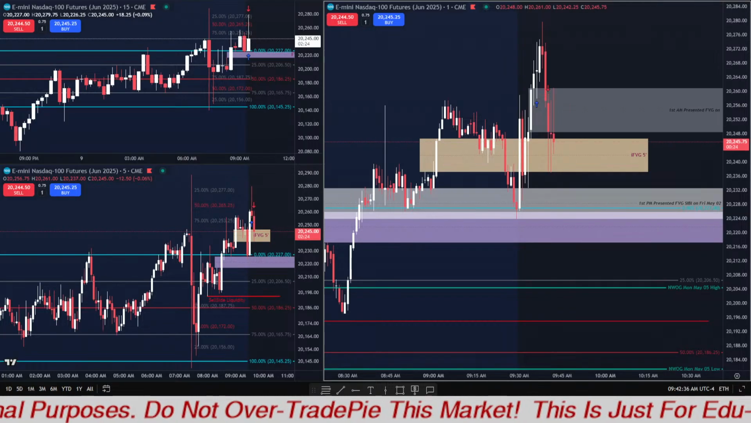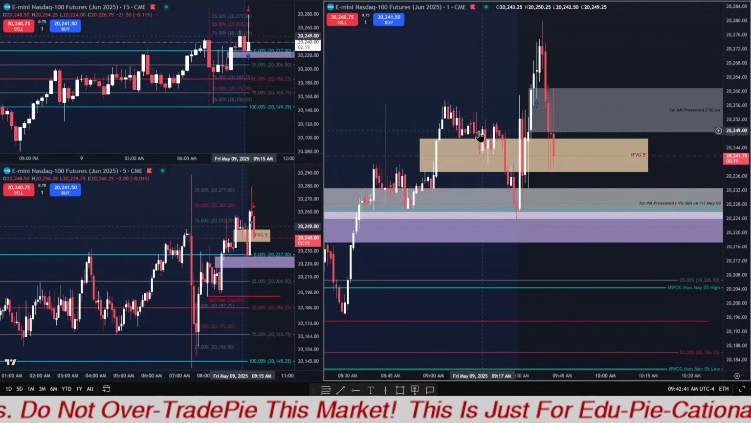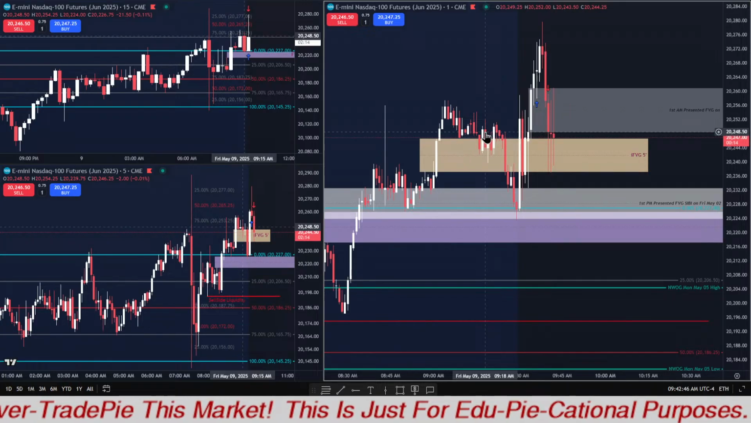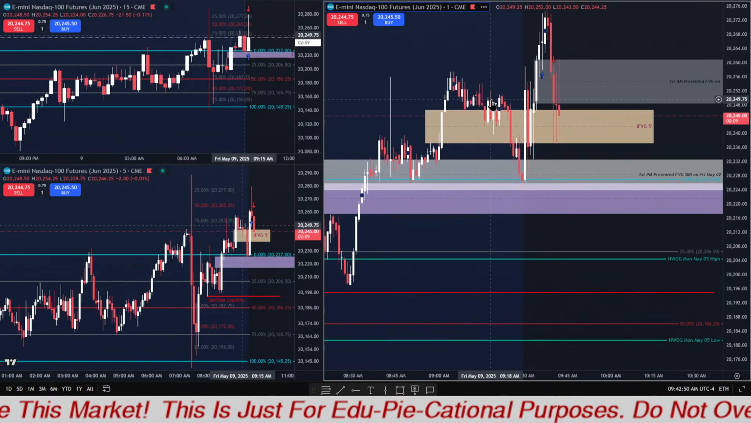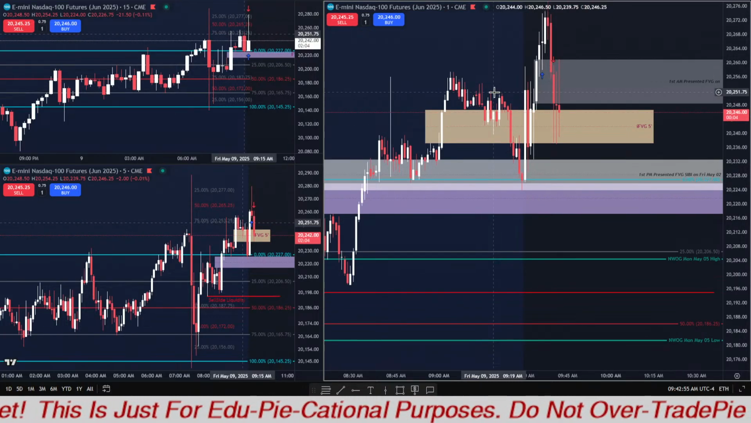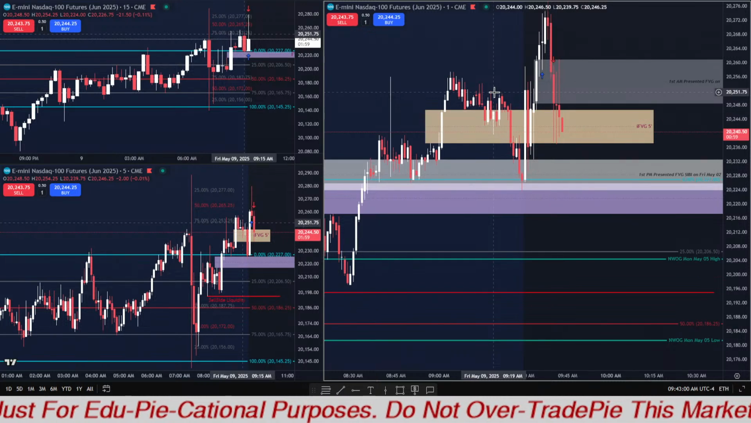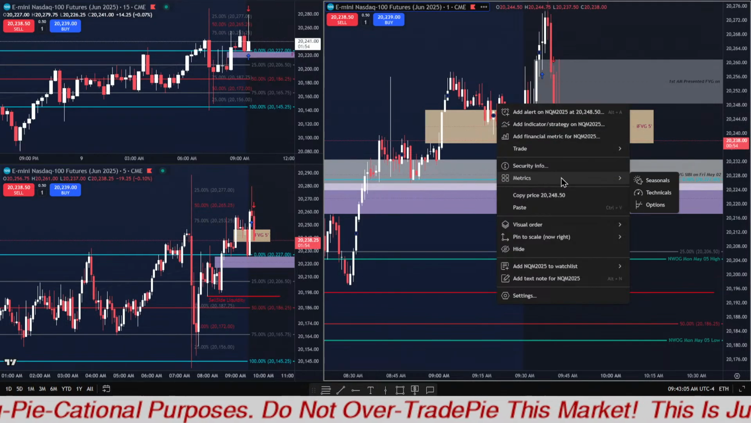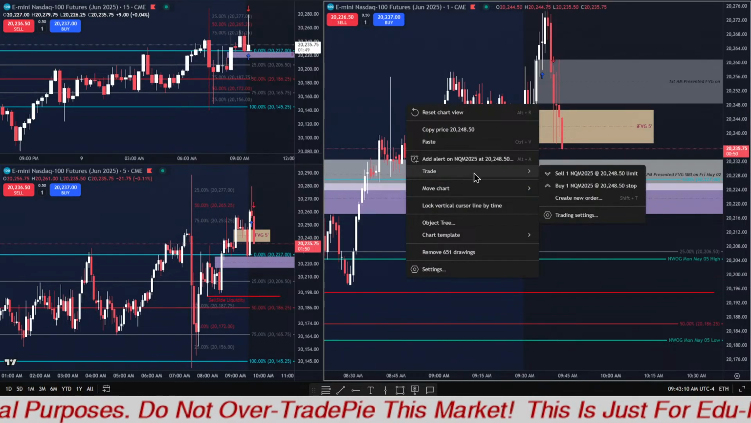If we can close below this inversion fair value gap, I will place a sell order over here to start going lower, but I doubt it. I'm just waiting for the market to give me more information. Okay, now we can have a trade at this level over here.